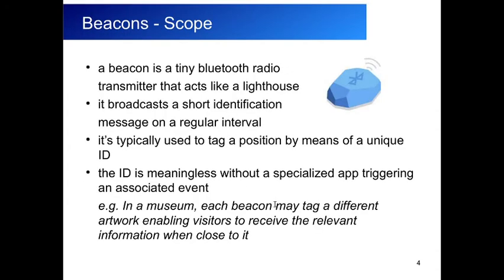So what is a beacon? A beacon is a tiny Bluetooth radio device that can act like a lighthouse. You can receive from these devices very short messages at regular intervals, and these messages carry a special ID that is unique for every device and can be used to tag a position, and maybe be used by means of special applications to retrieve important information about the location in which it's placed.